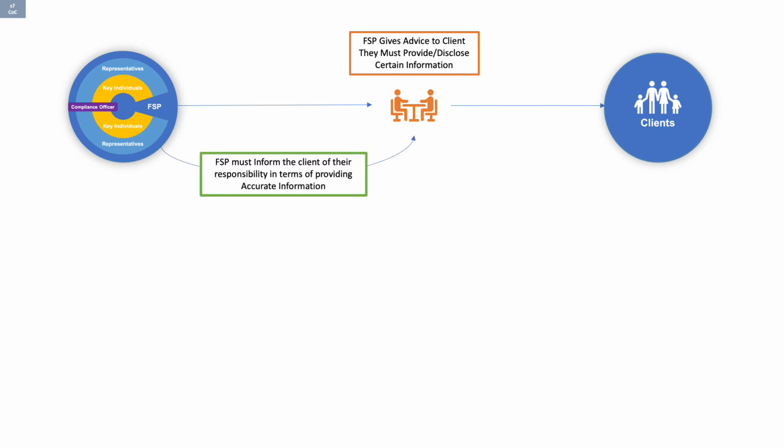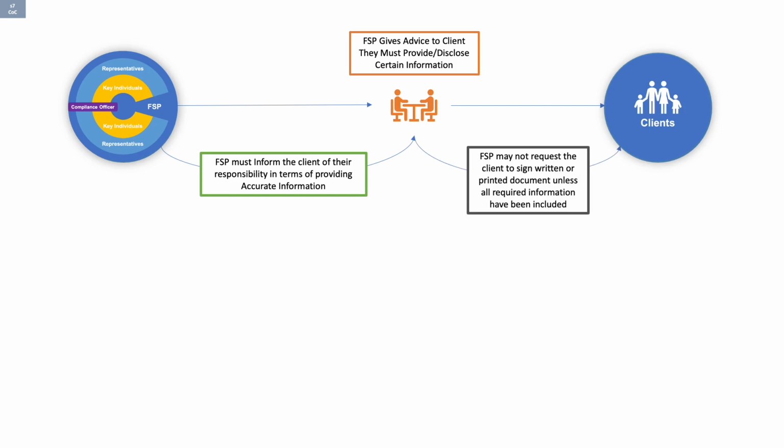The FSP must inform the client of their responsibility in terms of providing accurate information. It is important to remember that the client provides the FSP with certain information in order for the FSP to provide and/or render financial service. Therefore, it is important that the information received from the client is accurate as well. Otherwise, the FSP cannot give the correct advice or financial service.